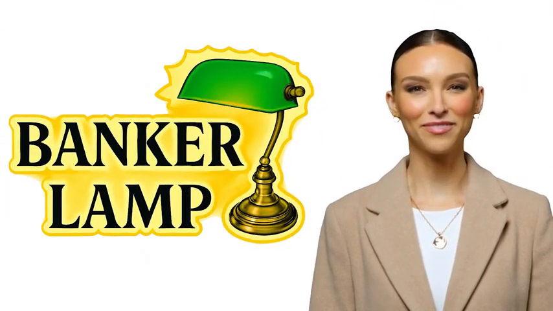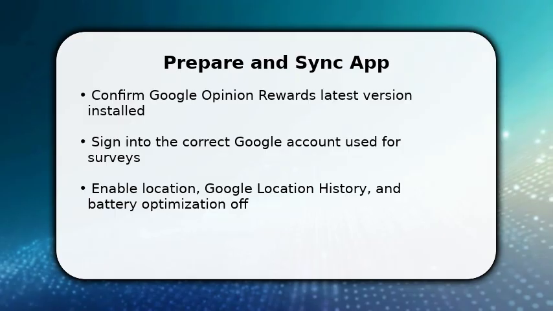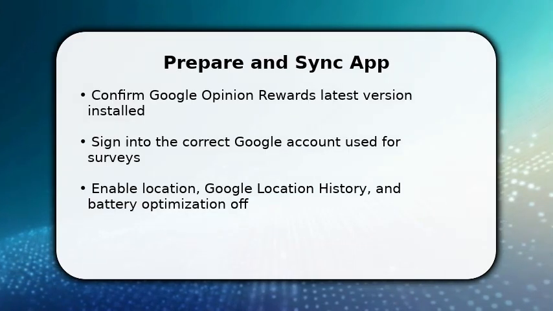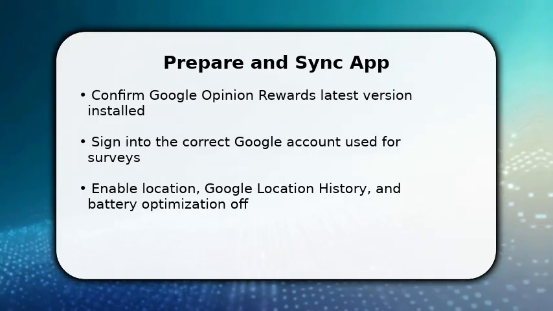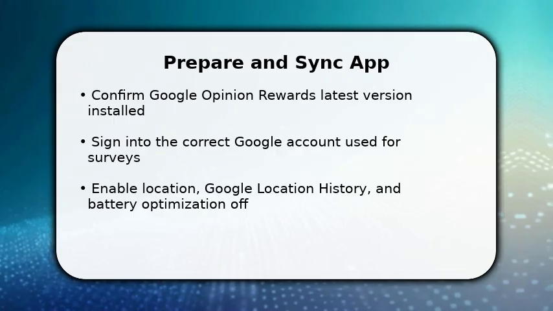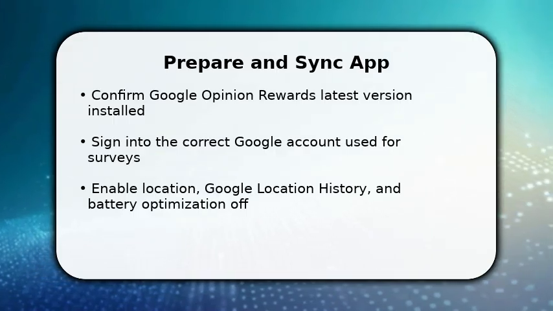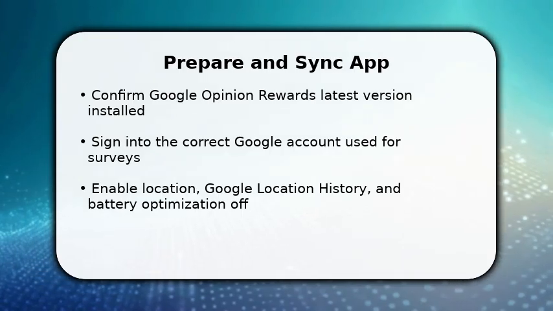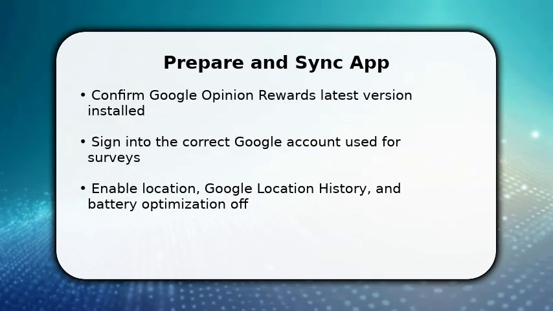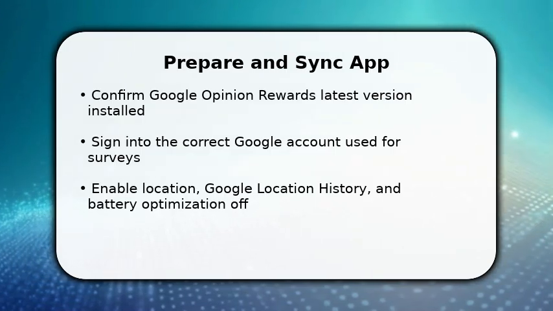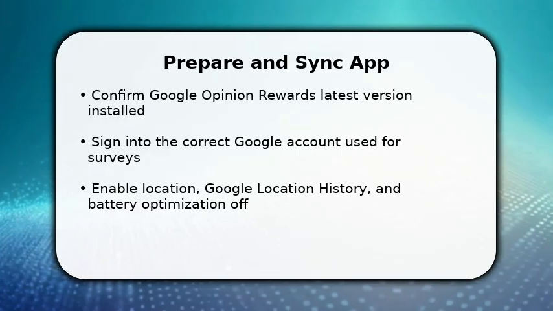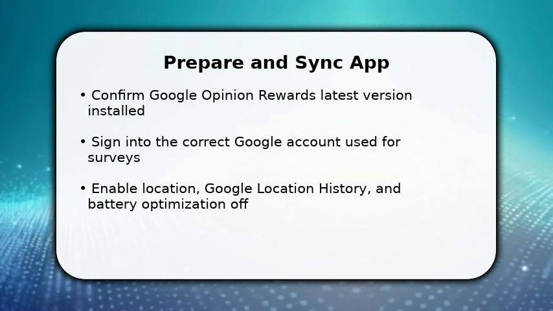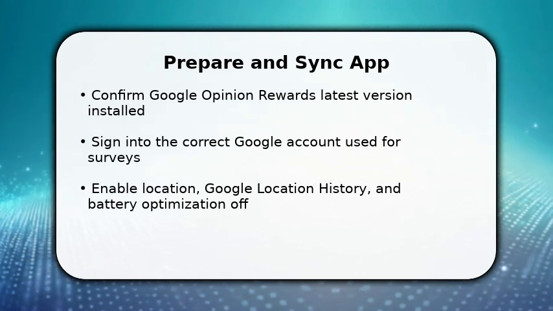Please enjoy the video. You start by confirming prerequisites and taking the first actionable steps. Open Google Opinion Rewards and make sure you're signed into the same Google account that historically received surveys. Once done, update the app if available, then immediately enable precise location and Google location history so survey triggers can register. Make sure battery optimization is disabled for the app so background polling runs. These steps make your device discoverable to reward prompts and prevent common blocking reasons.